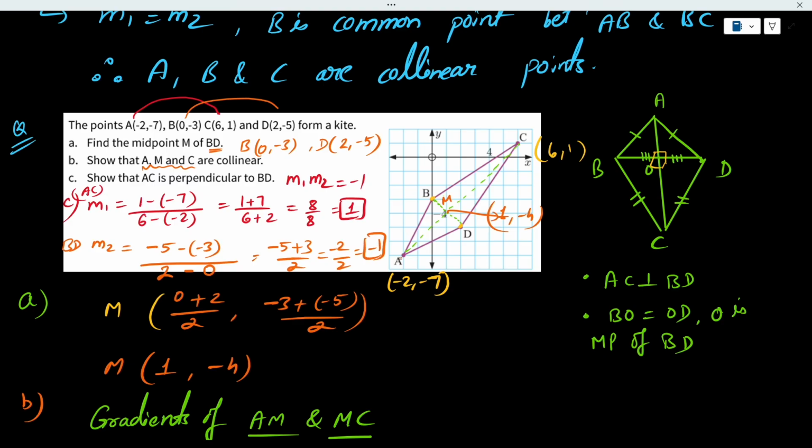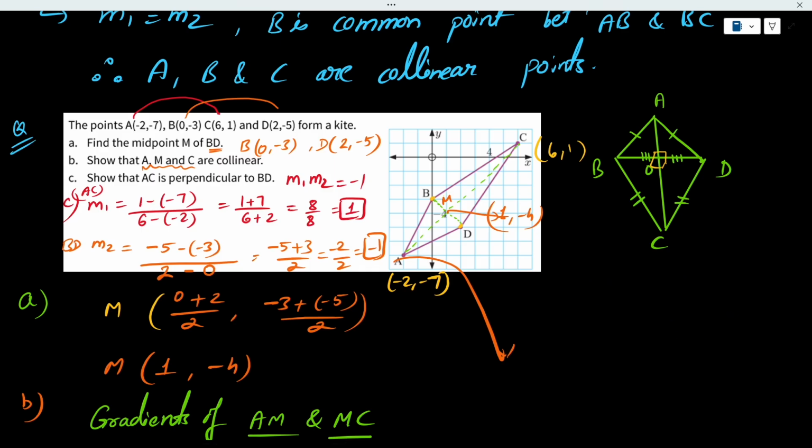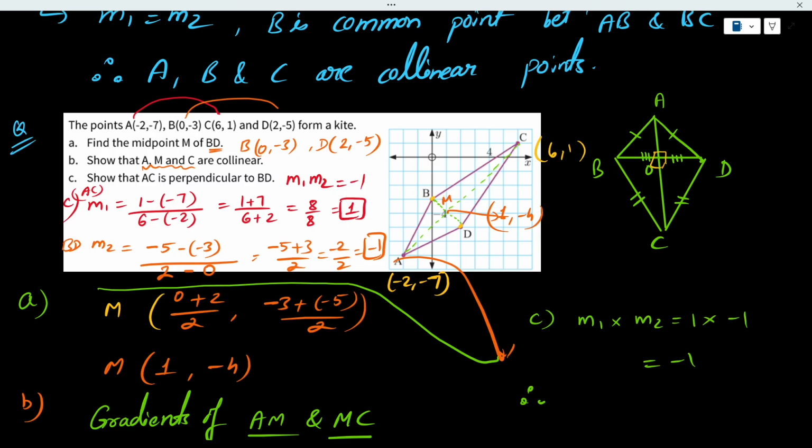So from here you can say that, since m1 and m2, the product of both, this is the whole part of C. Now, m1 times m2 is 1 times -1, which is -1. Therefore, whenever the product of gradients is -1, they are perpendicular to each other. Therefore, AC is perpendicular to BD.